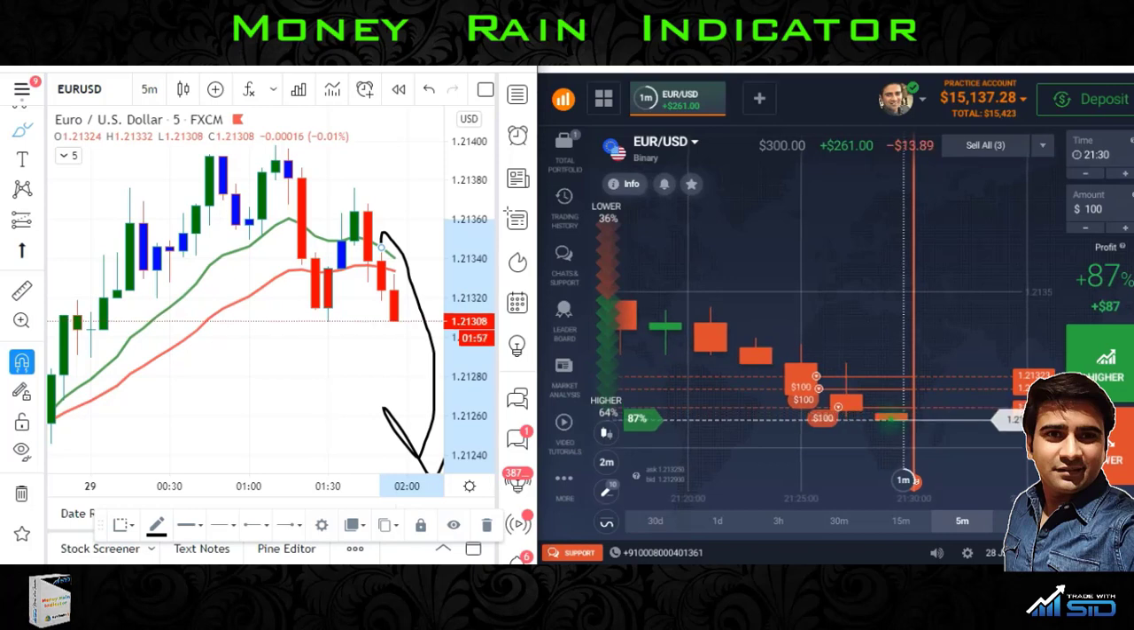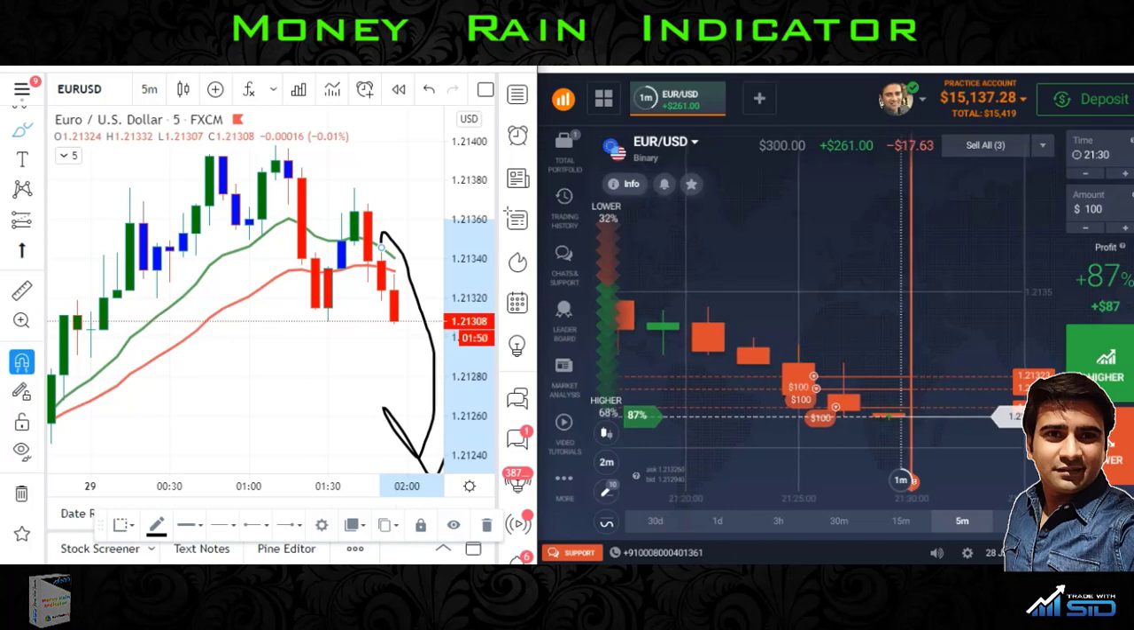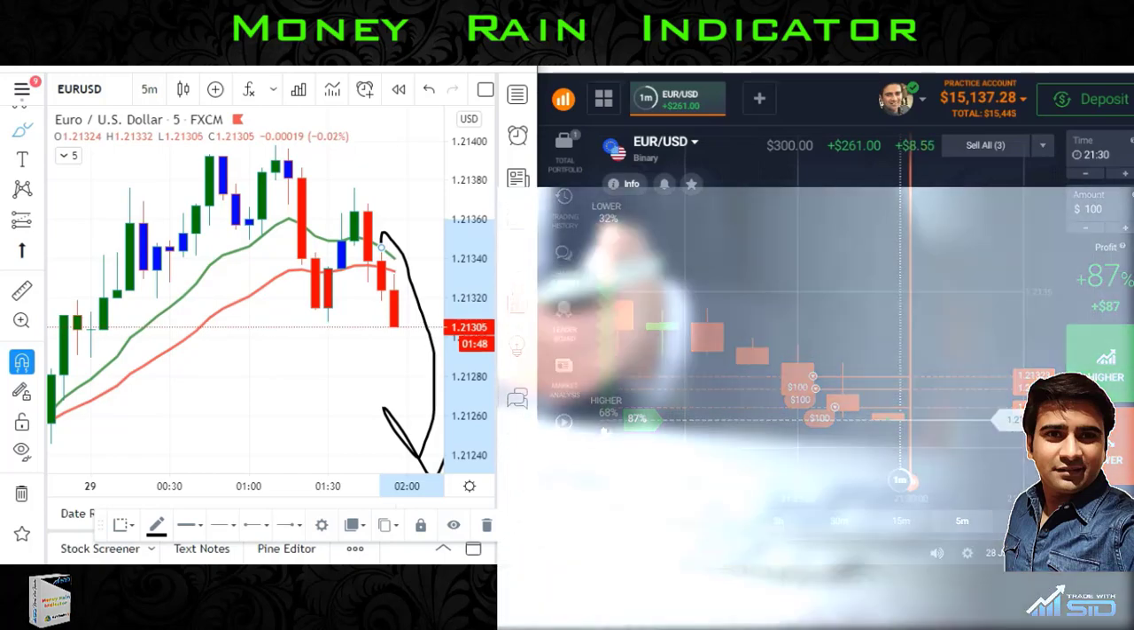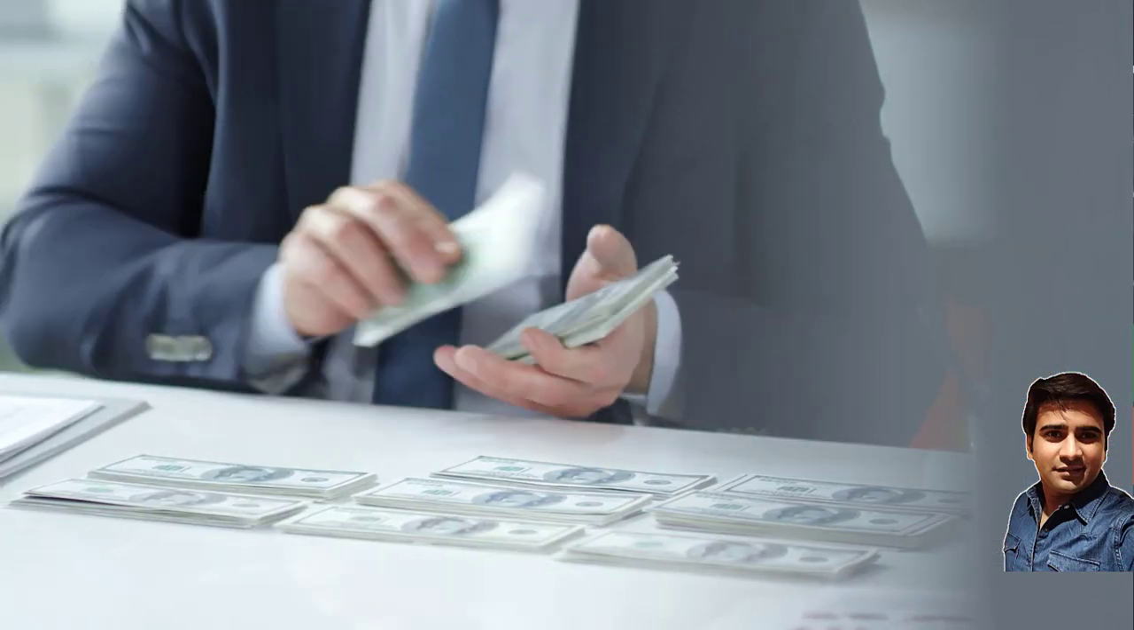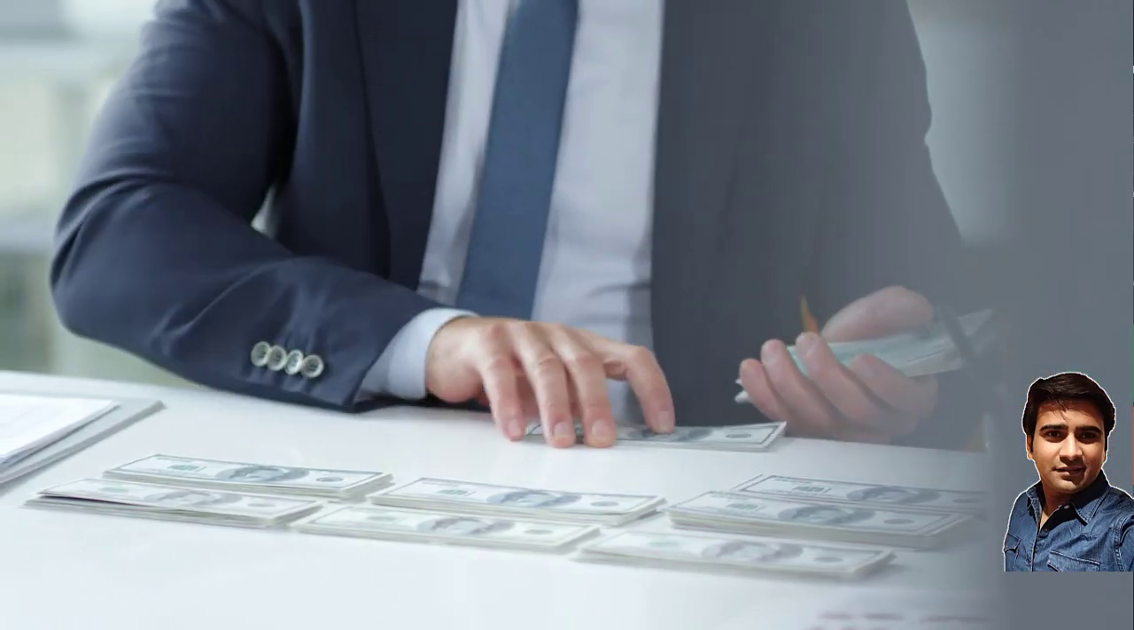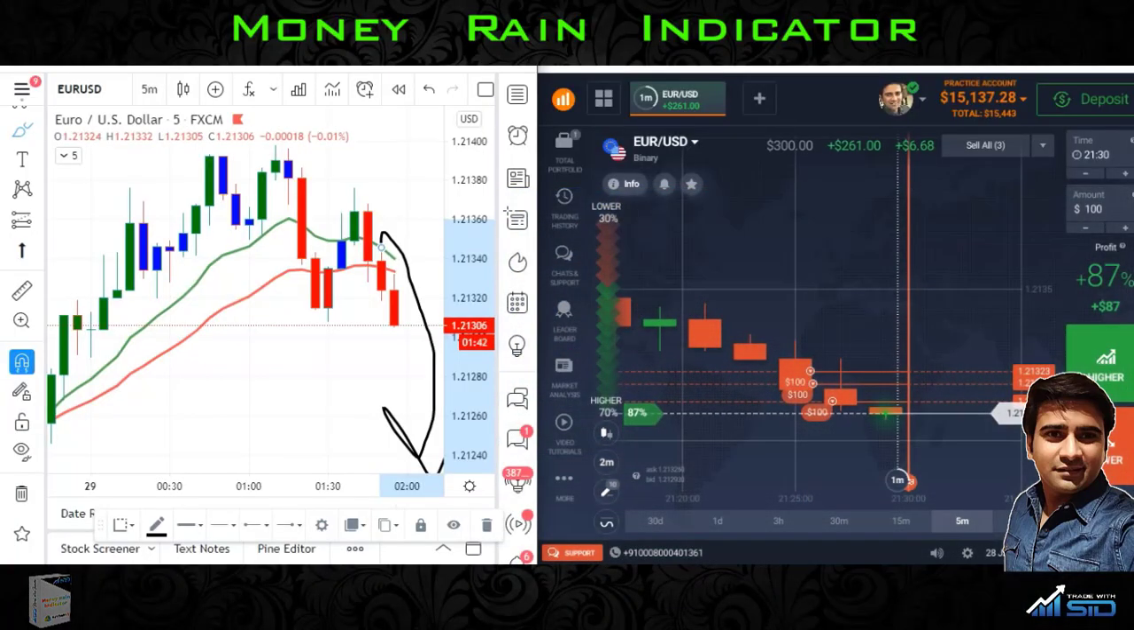This is a very, very powerful indicator, my friends. If practiced enough, this indicator can make you a lot of money. It can become a very big problem for the brokers if you practice it enough. This indicator is really very powerful.